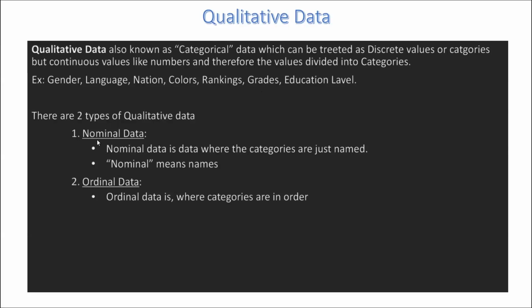So as we discussed, there are two different types of qualitative data, right? Where nominal data and ordinal data are derived.